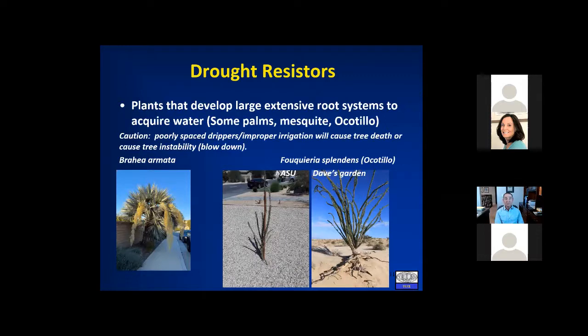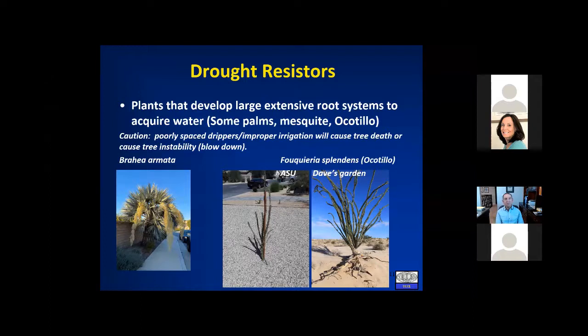Okay, drought resistors are also plants that develop large, extensive root systems to acquire water. Plants like that are some palms, mesquite, and ocotillo. If you go to Palm Canyon, you will see a lot of Washingtonia filifera, which I can't believe I don't have a photo of. I tried to get one, but that park has been closed since the COVID thing came out. The Washingtonia filifera grow along the San Andreas Fault where the water table is up, and they actually need water, and they've acquired the water through the crack in our land with the San Andreas Fault.